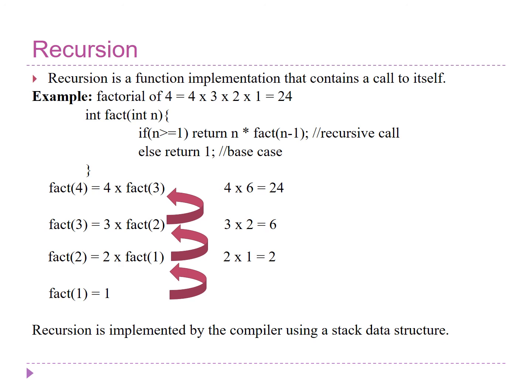The value of 1 is backtracked to finding the value of fact of 2, which is 2. The value of fact of 2 is backtracked to find the value of fact of 3, which is 6. And the value of fact of 3 is backtracked to find the value of fact of 4, which is 24. The recursion is implemented by the C++ compiler using the stack data structure.